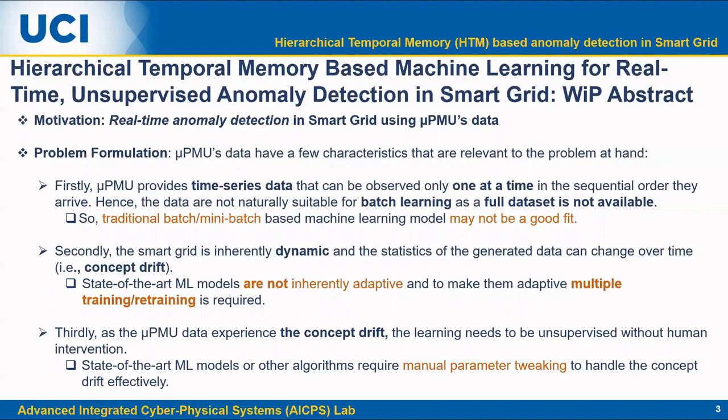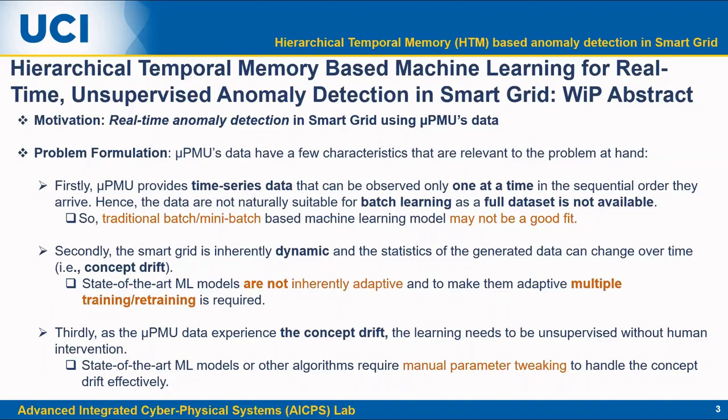The second property of this micro-PMU data is that it is inherently dynamic and its statistics can change over time, which is known as concept drift. So the machine learning models are not inherently adaptive, and to make them adaptive, we need to do multiple training, retraining.